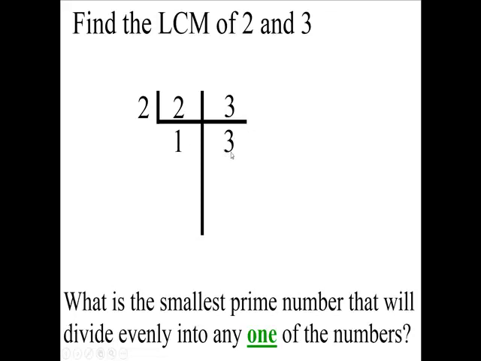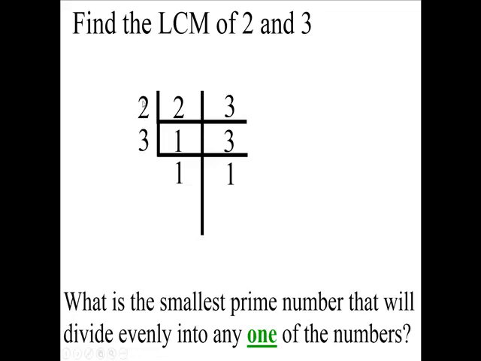Now what's the smallest prime number that will go into 3? Smallest prime number is 2, but 2 doesn't go into 3. The next smallest prime number, as one of my answers, is going to be 3. Now 3 divided by 3 is 1. Okay, and bring down this 1. All right, but once you get 1, 1, we're done with the problem. We have our two answers here.